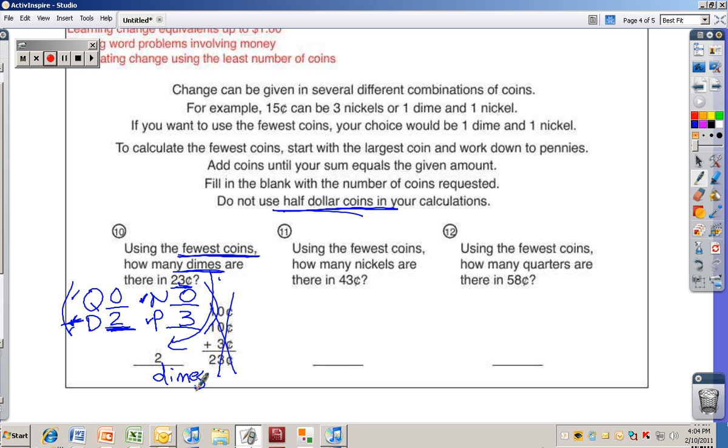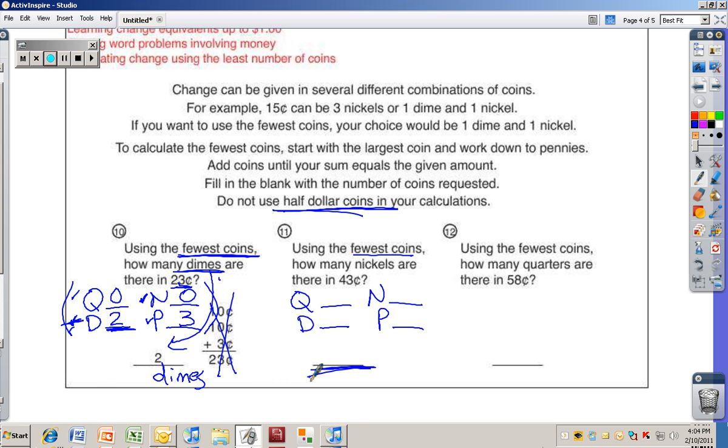All right, go ahead and try that for numbers 11 and 12. Remember, if it's fewest coins, you're going to write QDNP first. All right, so put that down. Show your work like that, and then put the answer that they're looking for down here in the blank. Pause the video, turn it back on when you're ready to see me do the problem.